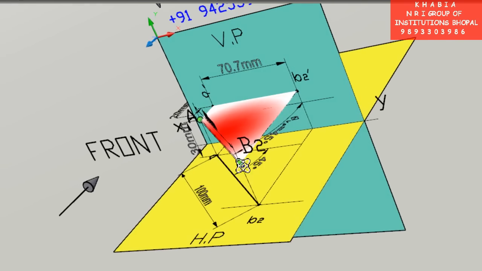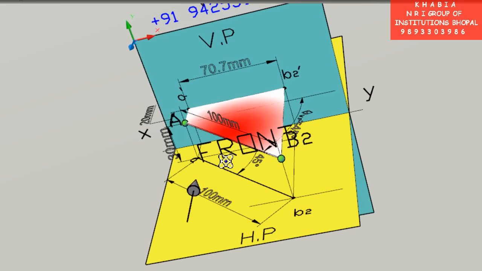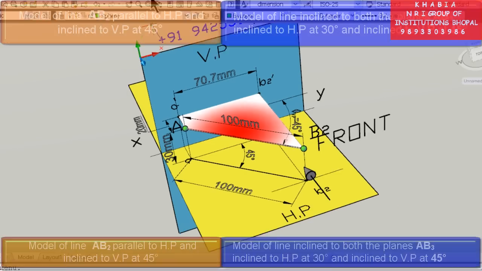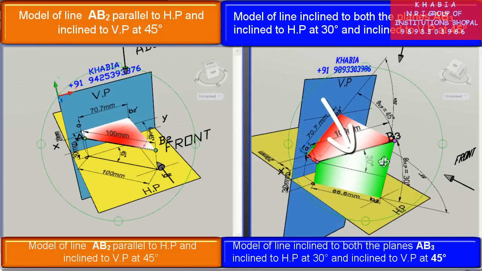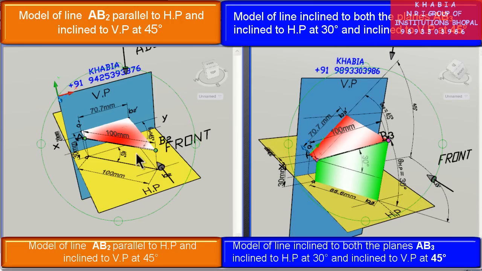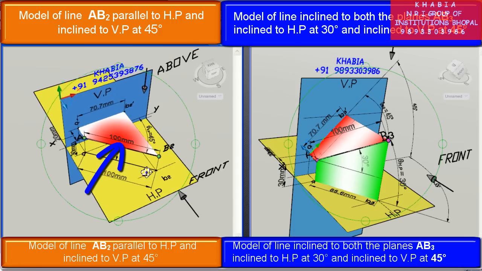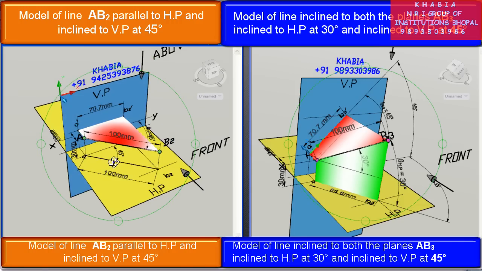And the distance of point B2 from vertical reference plane will be equal to the distance of point B3 from vertical reference plane. Let me show the comparison properly by bringing the model of line inclined to both the planes also on the screen. This is the model of line inclined to both the planes AB3 of length 100 mm, inclined to HP at 30 degree and inclined to VP at 45 degree. And this is the model of simple line AB2 of length 100 mm, inclined to VP at the same angle as line inclined to both the planes, 45 degree, and parallel to HP.